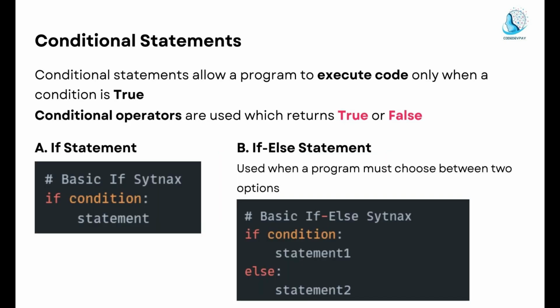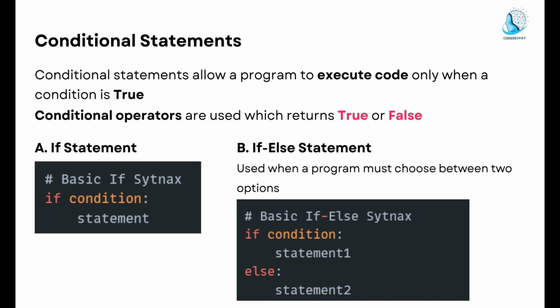Conditional statements allow a program to execute only when a condition is true. So we mostly use conditional operators for conditional statements, and this returns true or false. For conditional statements, we have the if statements, the if else statements, and if elif else statements. For the if statement, the basic syntax is if condition and then the colon, and then on the next line, you introduce an indent, and then you type in the statement.